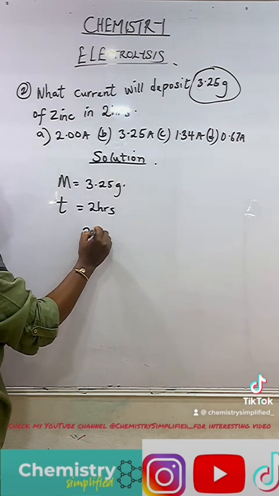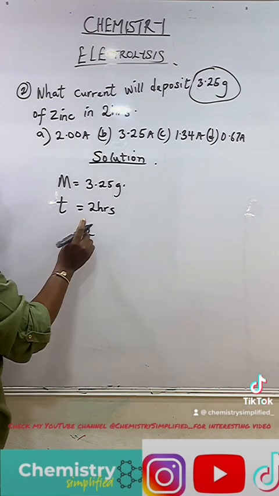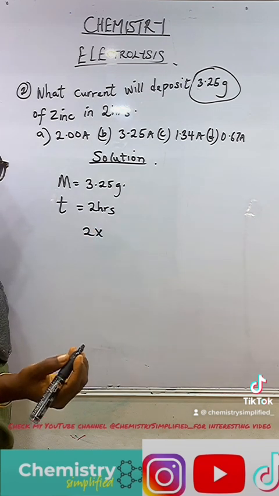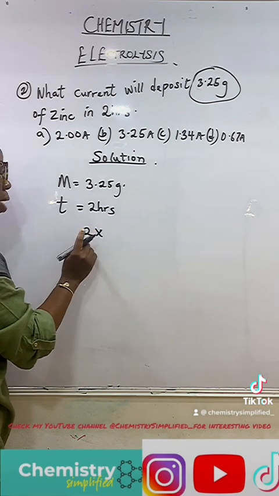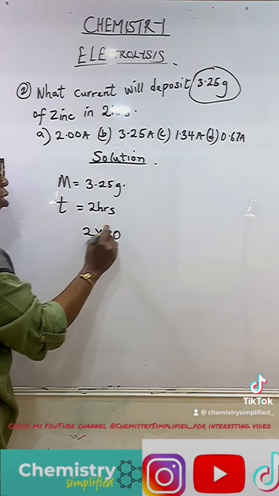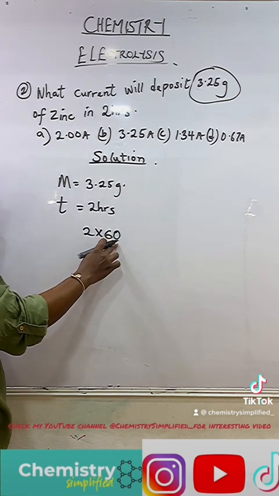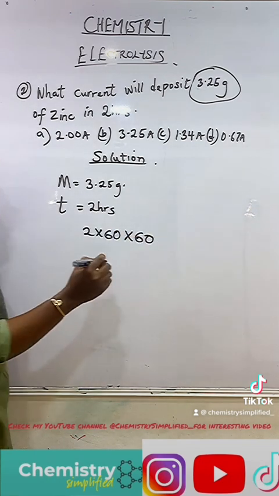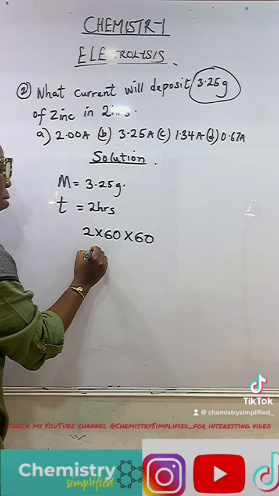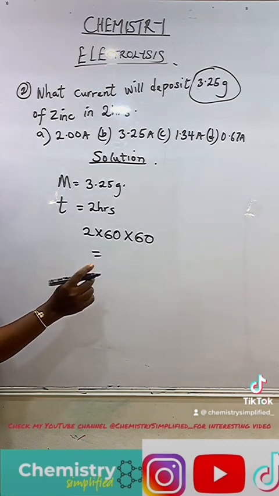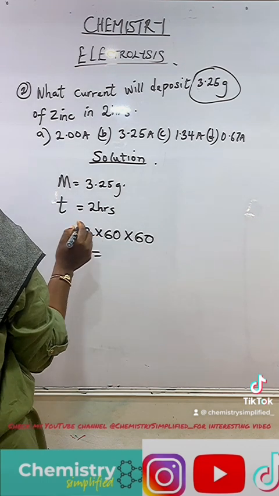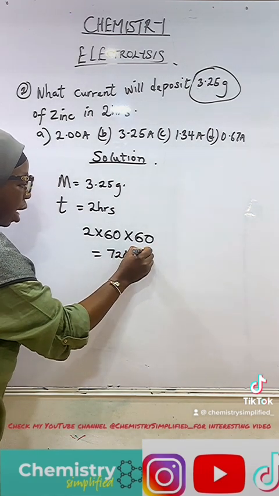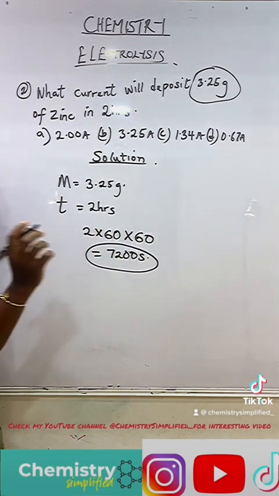You multiply. 60 seconds make 1 minute, and 60 minutes make 1 hour. So you first multiply your hours to minutes, which means you're going to multiply 2 times 60. This 2 times 60 means you have converted it to minutes. Then you also multiply it with another 60, which means you have converted it to seconds. When you press your calculator, 2 times 60 times 60 is going to give you 7,200 seconds. So this is the time we are going to be making use of.